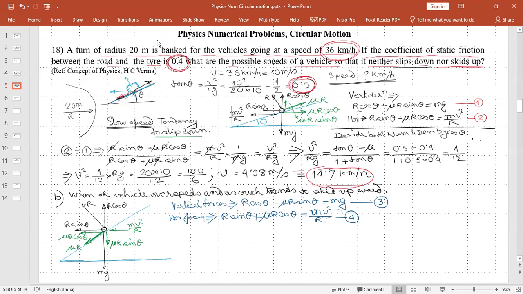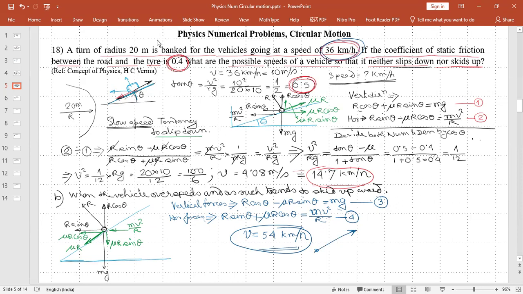If you divide one equation by the other, then divide the trigonometric side by cos theta, it will become tan theta, and then the value of tan theta is 0.5. If you do all these things, you will find v is equal to 54 kilometers per hour. That means the road is designed for 36 kilometers per hour. If you are too busy and overspeed, you can go at the most at 54 kilometers per hour, or else your vehicle will skid up.